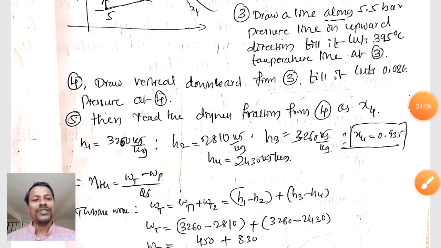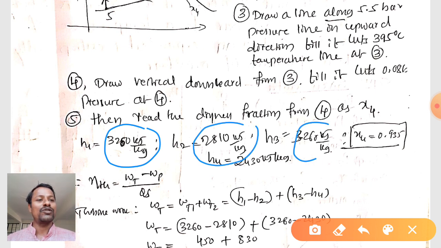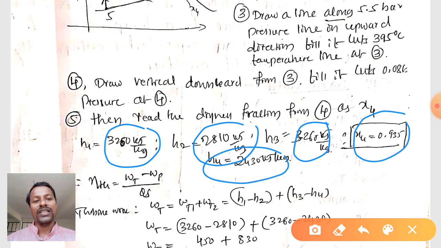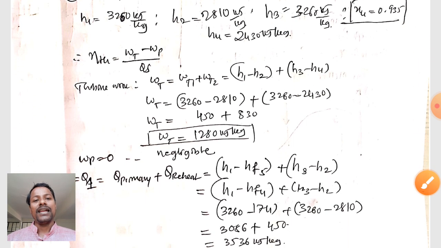Now after following the procedure that we discussed so far, we will get the enthalpy values: H1 as 3260 kilojoule per kg, H2 as 2810, then H3 as 3260 again, X4 as 0.935 which we have understood, then H4 as 2430 kilojoule per kg. After obtaining all these values, let us calculate the thermal efficiency of the reheat cycle.